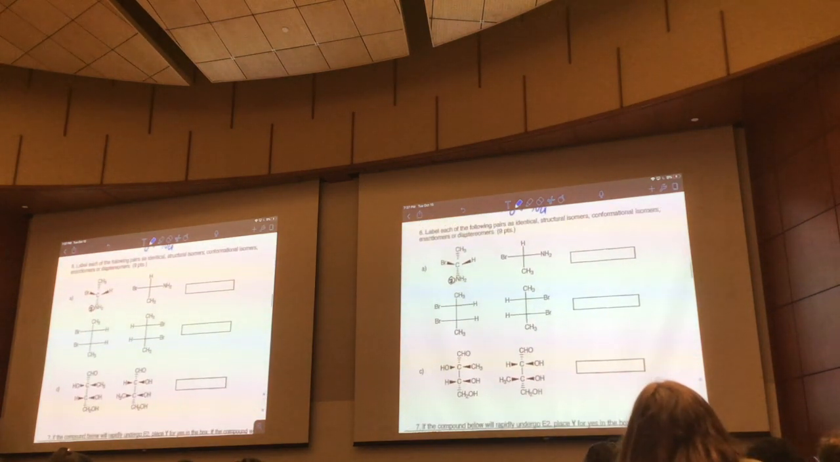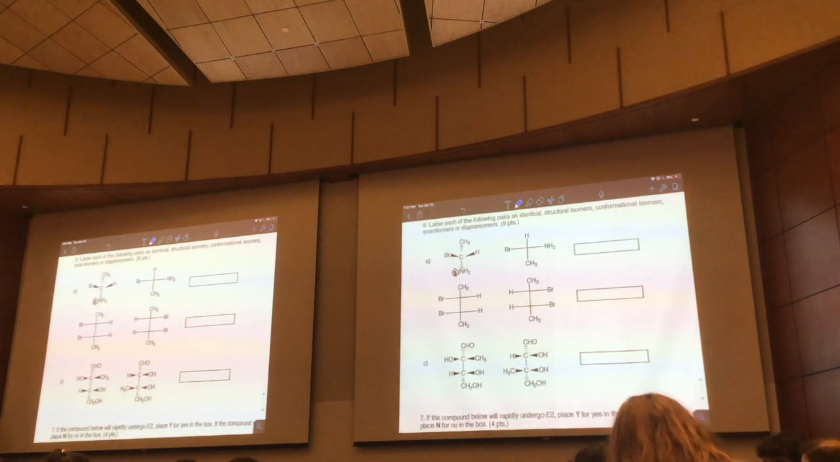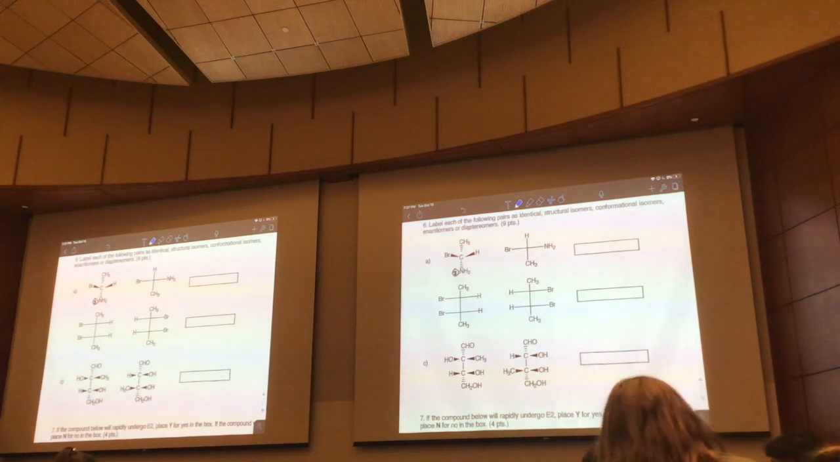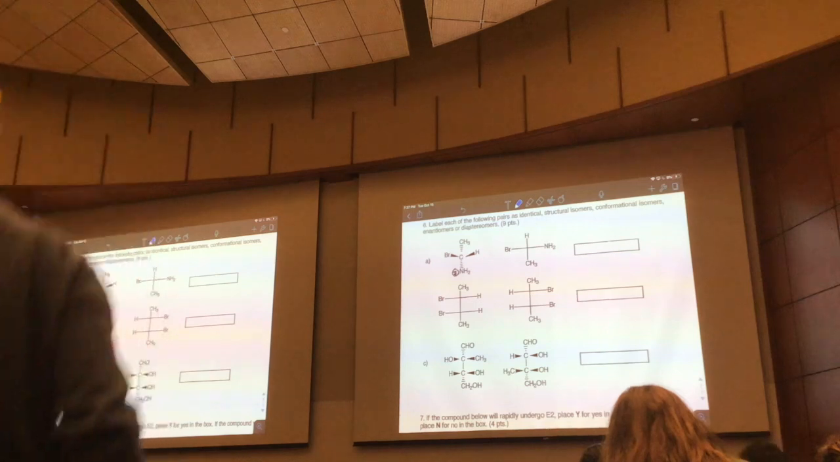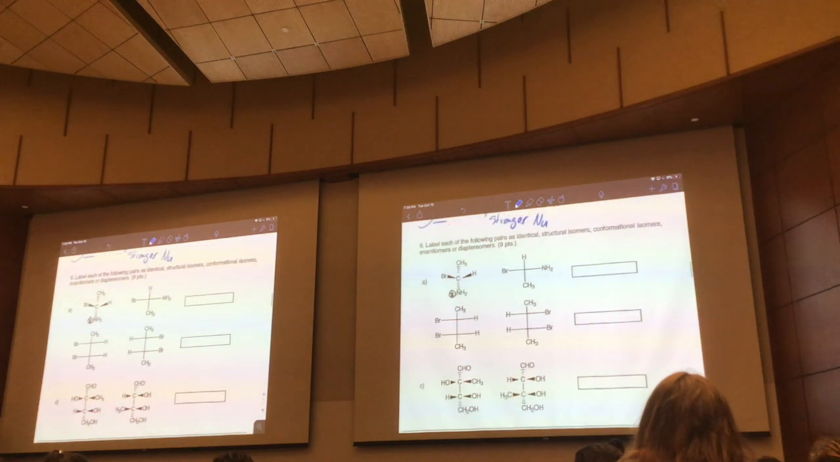Here's a part where a lot of people lose a lot of points. So I'm going to show you a couple different techniques that might save you some points. Label each of the following pairs as identical, structural isomers, conformational isomers, enantiomers, or diastereomers. That's a big, long list. What are we talking about? These are isomers. Isomers have all of the same atoms, but they may be connected differently, like connected to different carbons, the bonds might be in a different order, or they may be in a different orientation in space. All of these different words describe those different scenarios.